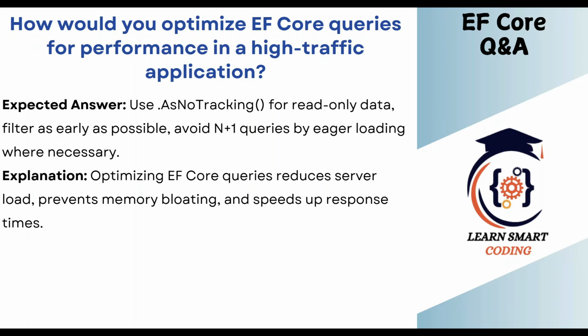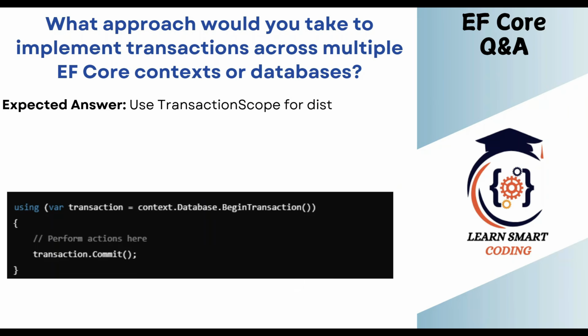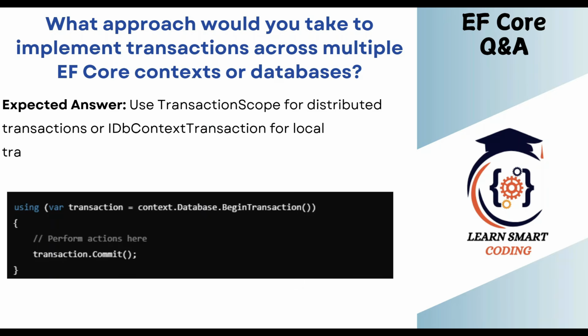Okay, so that is what you need to be answering it. What approach would you take to implement the transaction across multiple EF Core contexts or the database? Great. A transaction is nothing but you're doing certain operations that have to either succeed or fail. That's called a transaction, right?